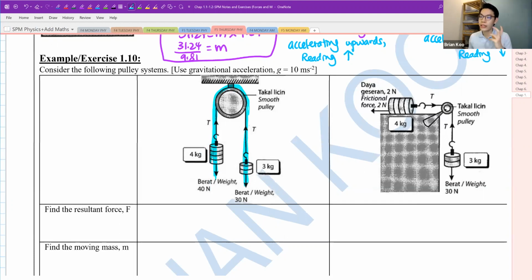Can I ask you guys a question? A logical question. If you have a pulley system like this, left side 4 kg, right side 3 kg, the weight they already calculate for you, 40 Newton and 30 Newton. Can I ask you guys a simple question? Which side will the whole pulley go? Will it come down here in this direction A, or will it come here in this direction B? Which one will it be? Like if I give you a system like this, which side will it go?